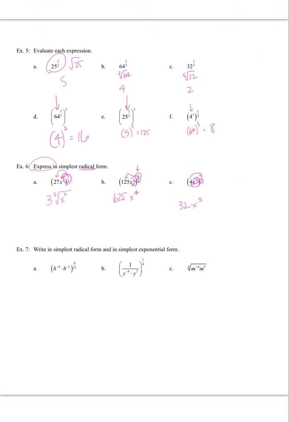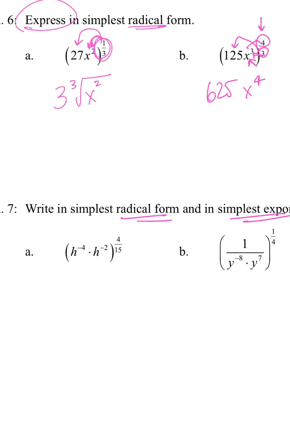For example 7, it says write it in simplest radical form and in simplest exponential form. Let's take a look at this first one. I'm going to put the stuff that's in the parentheses together first. So that becomes h to the -6.